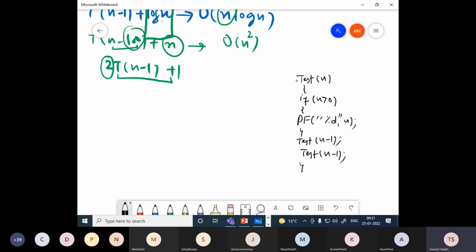So by looking at this program code, we can see that the total time as usual will be T of n, for the whole of this program. For this part, it will be T of n minus 1. Since we are calling it two times, for the other one it will again be T of n minus 1. And for the print statement, it will be equal to 1.